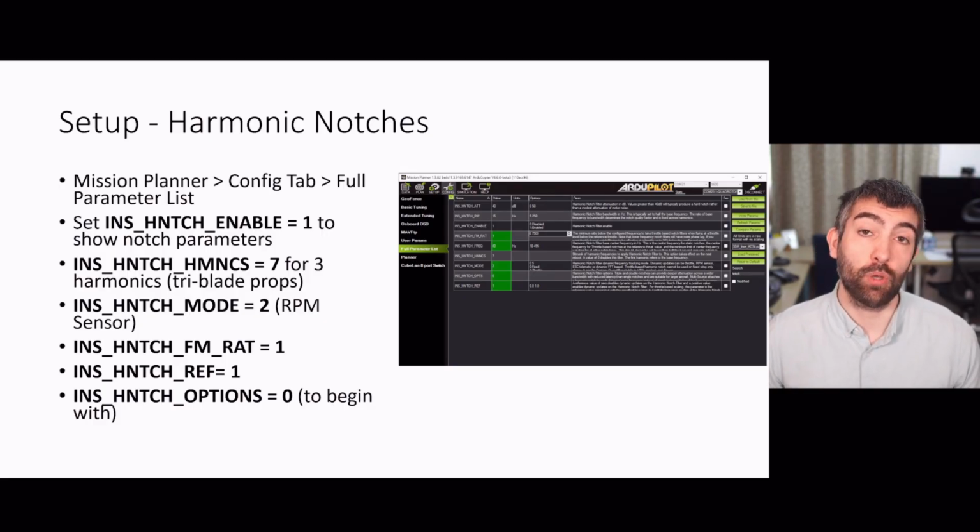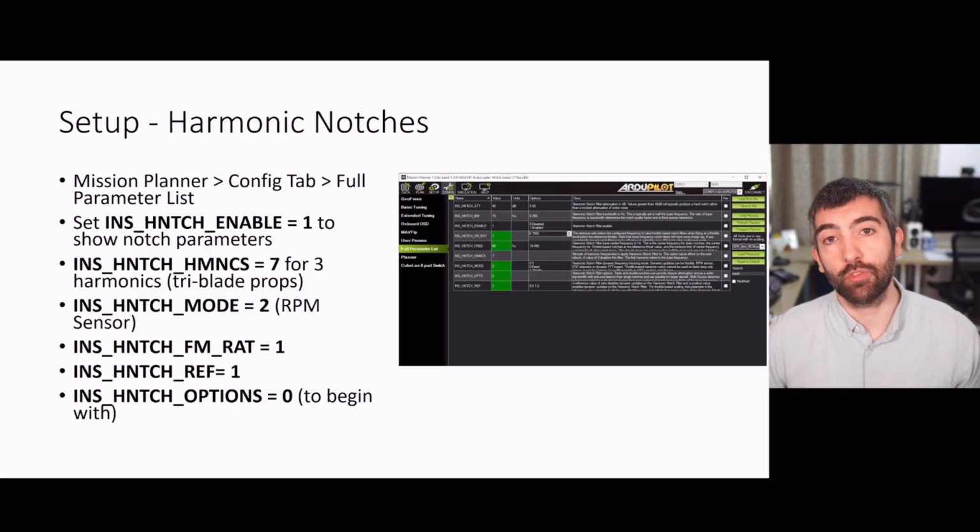Set INS_HNTCH_MODE equal to 2 to use the RPM sensor data to drive the harmonic notch, and set the INS_HNTCH_FM_RAT to 1 for no scaling, and INS_HNTCH_REF to 1 as well. For INS_HNTCH_OPTS, you can set that to 0 to begin with. That should enable all of the harmonic notch functionality using that RPM sensor data.